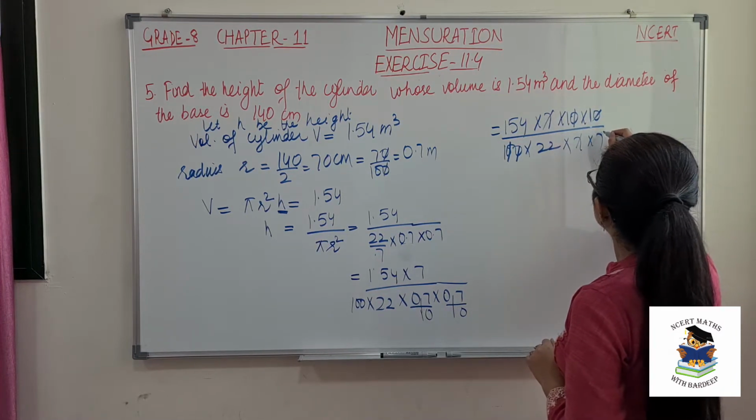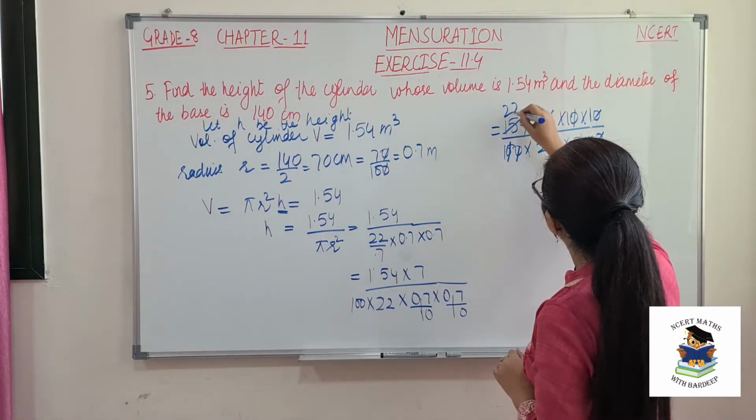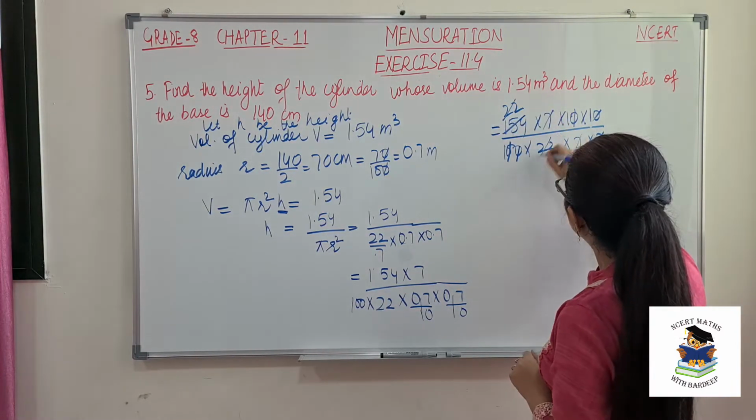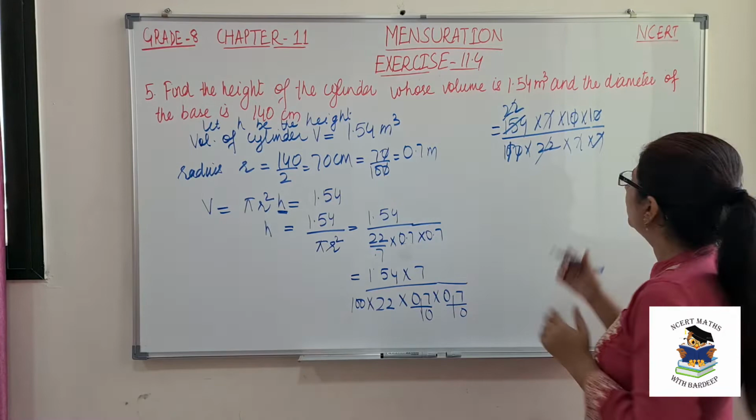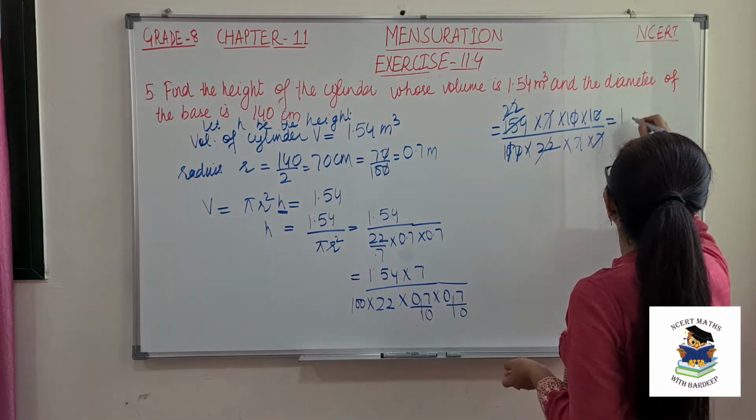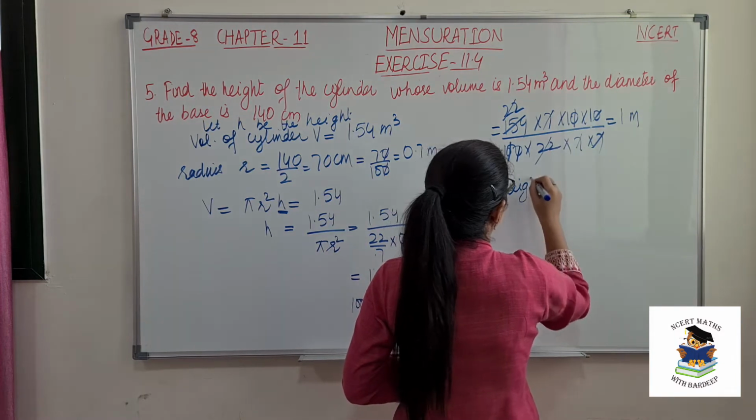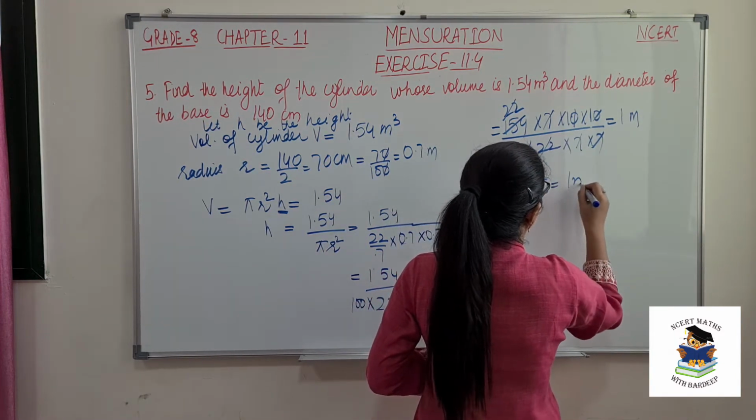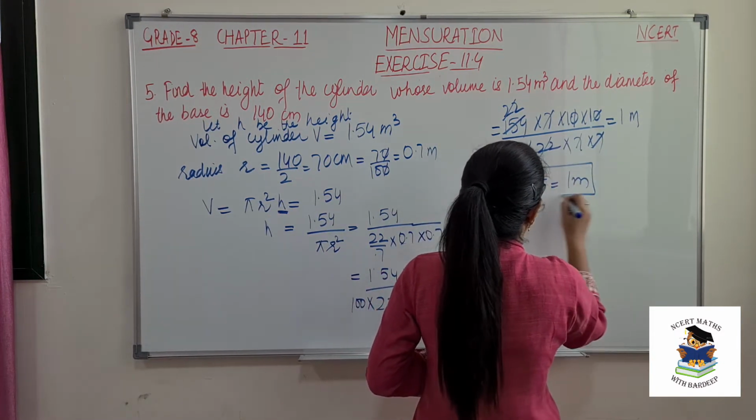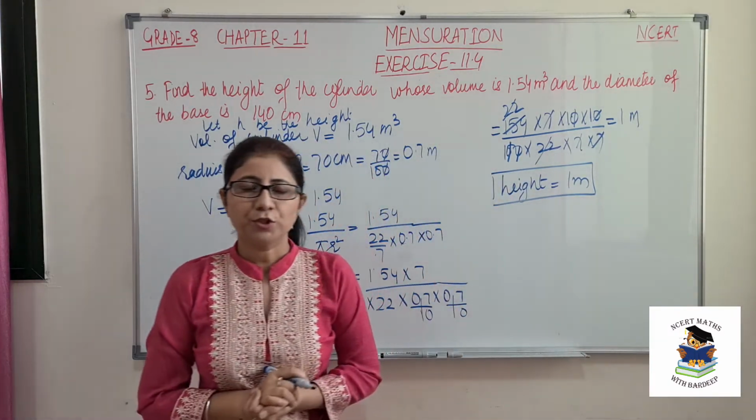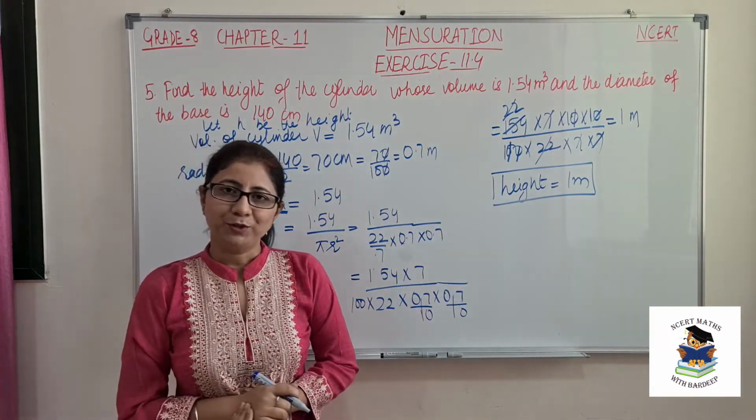Okay. Now see, 7 2s are 14, 22. So again 22 and 22 will be cancelled. So what is left? Nothing, that is 1. So 1 meter is the height of the cylinder. So height is equal to 1 meter. Okay. So this is our question number 5. Now let's move on to the next question.